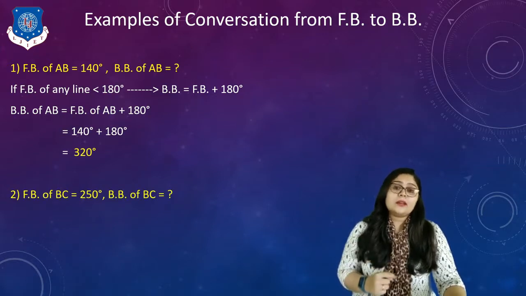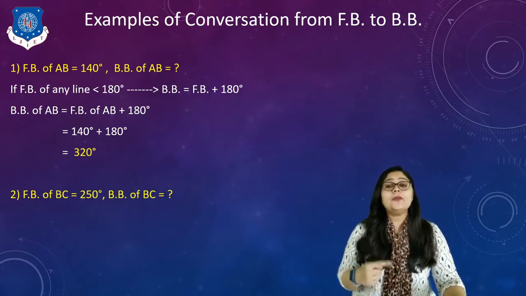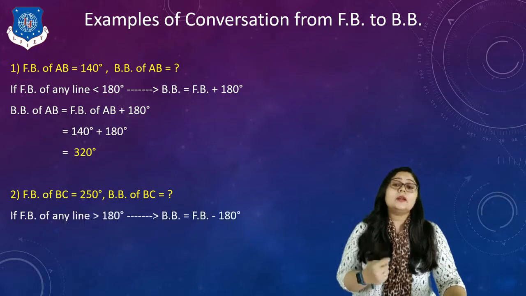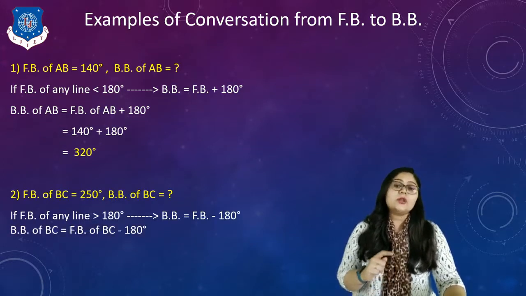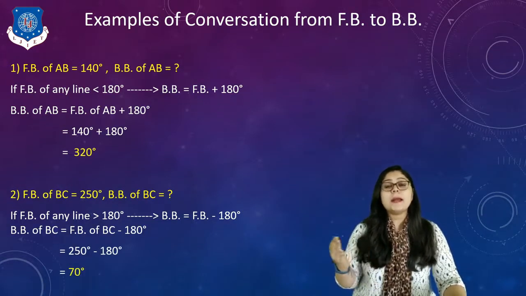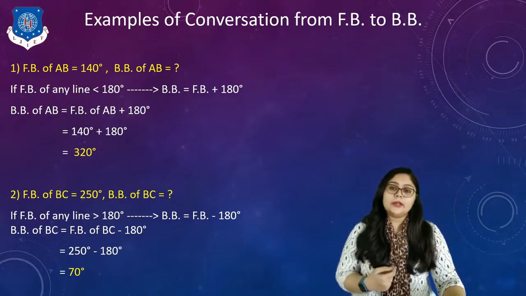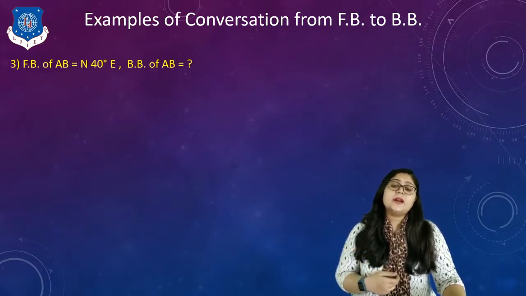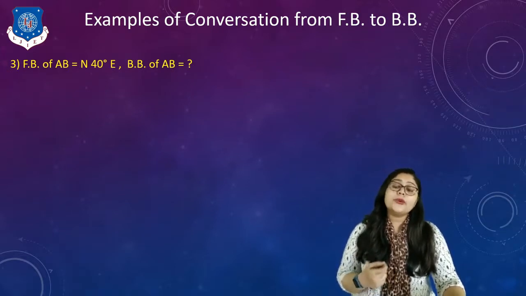For the second example, you can see the forebearing of line BC is 250 degrees and I want to identify the back bearing. It means here it is greater than 180 degrees, so I have to subtract it. Here you can see I get the answer as 70 degrees. So this is the method which is used for conversion from forebearing to back bearing, right? Now let's discuss the third example, where the forebearing of line AB is north 40 degrees east.